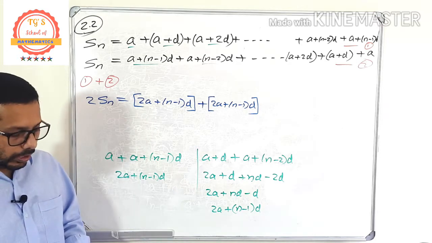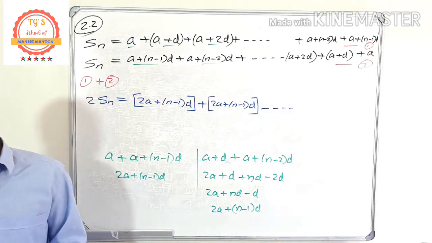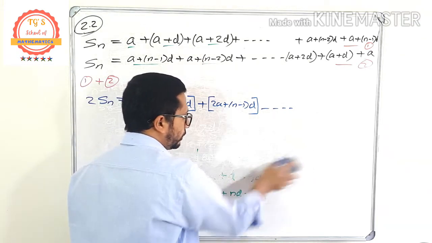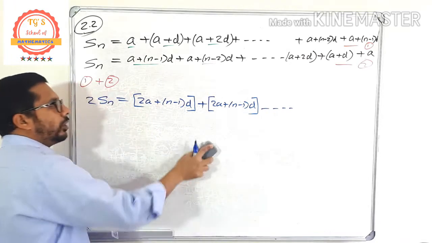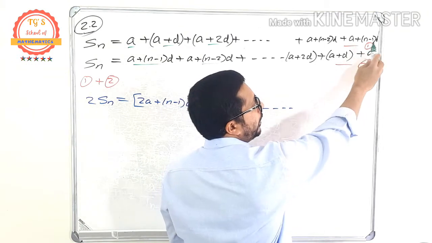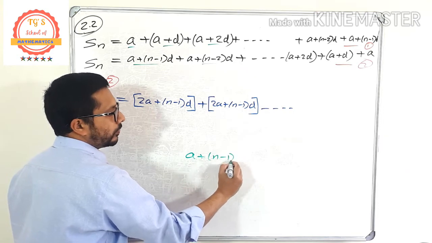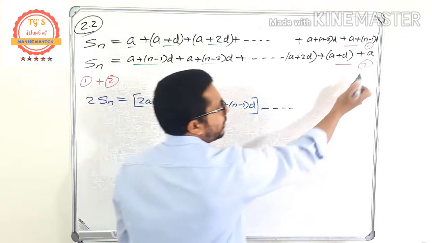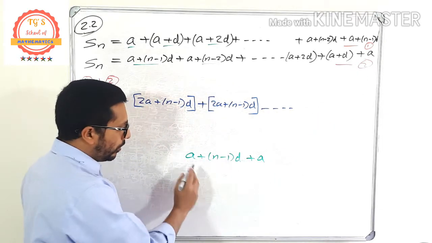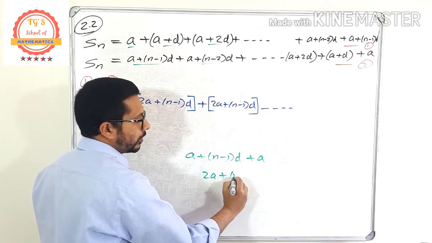So now this one is continuing like this. Now we can check the last term. What is going to happen on the last term? What is the last term of the first equation? Look at this one: a plus n minus 1 into d. The last term of the first equation is a plus n minus 1 into d. Then the last term of the second equation, that is plus a. So what is a plus a? There also it is 2a, then n minus 1 into d.